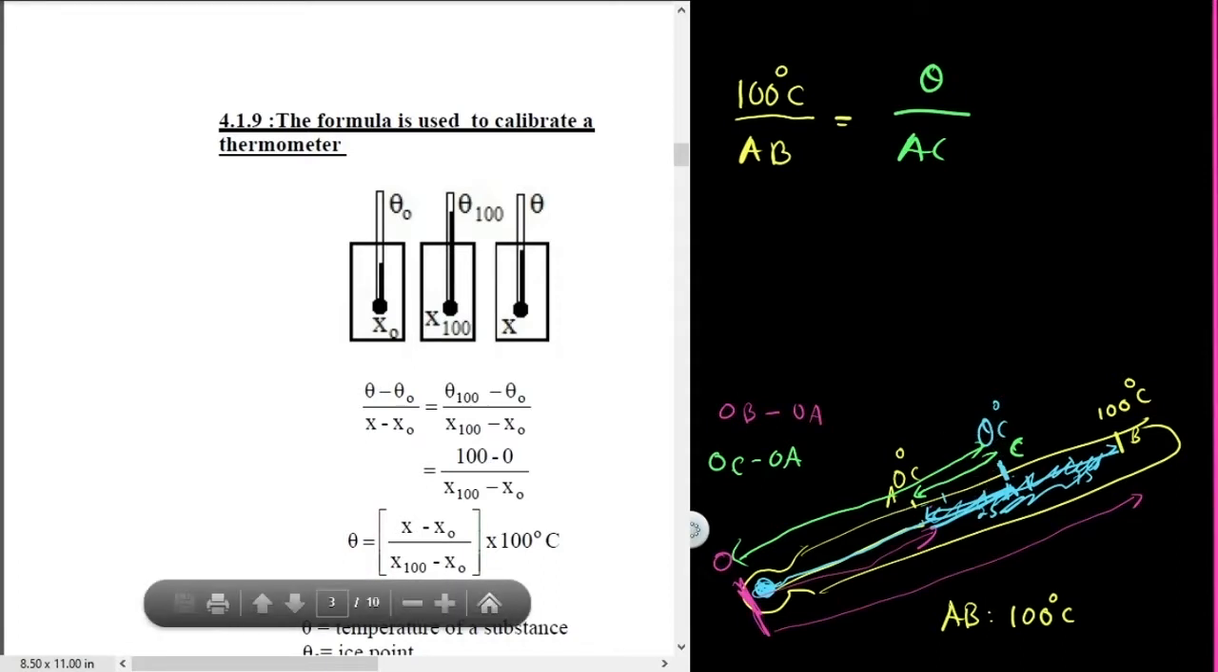Of course, you can memorize this formula, but I think you don't need to. Just use this simple ratio. Here they use theta minus theta null, same as me. Theta null is 0, so you will get theta, and x minus x null. Here x is the distance OC, and x null is the distance from O to A, so you will get AC. Just use this simple ratio.